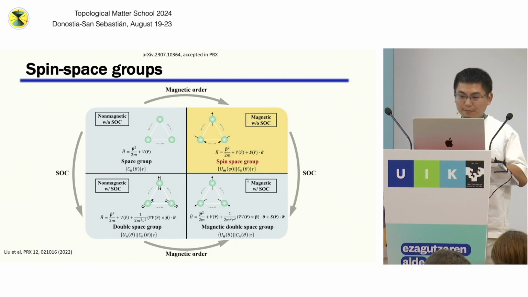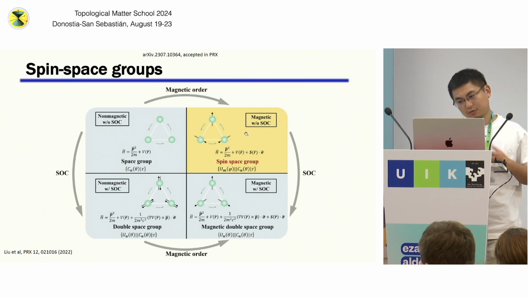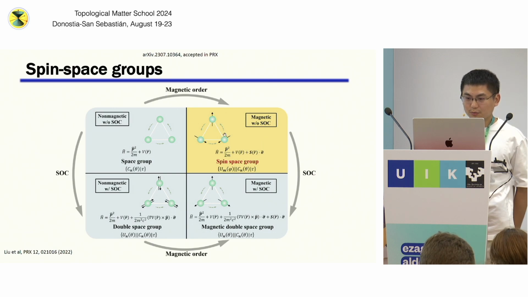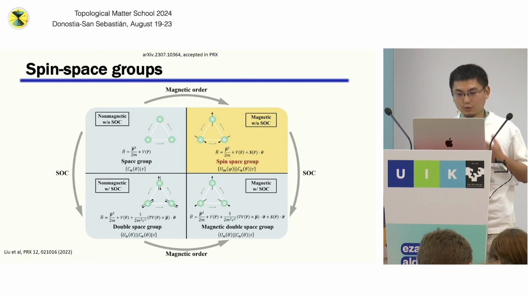We can imagine a situation where the spin-orbit coupling plays a minor role compared to the polarization of the magnetic moments. That means we can treat the spin-orbit coupling as a perturbation. It's small compared to the exchange energy of the magnetism. If this happens, we can first turn on the magnetic order without any spin-orbit coupling, and in this case we find that the symmetry group could be much larger than the usual expectation.